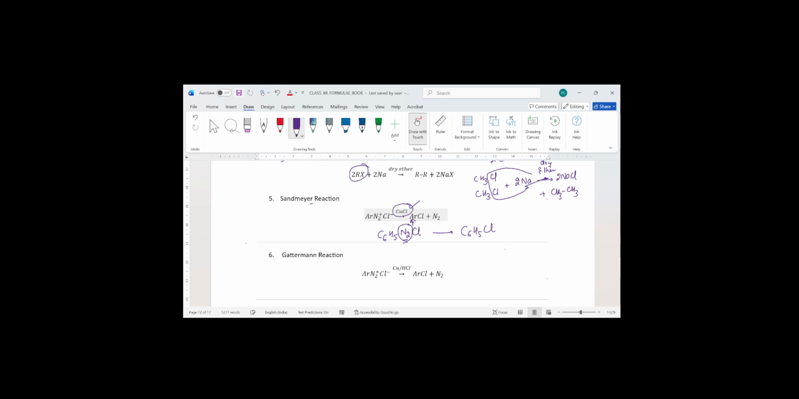C6H5Cl, right? Then if you take Gattermann reaction, then in this case you need copper and you take hydrogen chloride. So copper and hydrogen chloride here, whereas in Sandmeyer this is cuprous chloride. So this is the difference. Again here C6H5N2Cl. So nitrogen is removed and you get a chloro derivative.